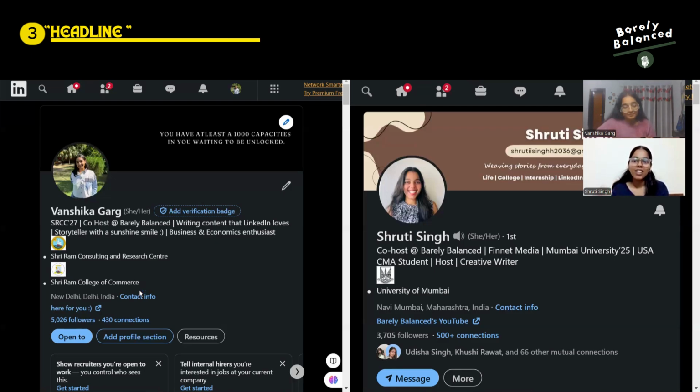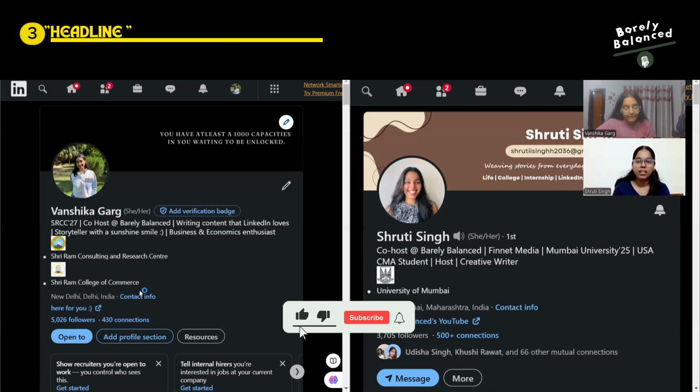Mumbai University 2025. I'll tell you the reason why I haven't added my college ka naam. Vanshika has added SRCC, not DU. I have not added my college ka naam, and I've added Mumbai University because my college is not very recognized. If I add SDB 25, then no one will be able to understand which university or college it is. It is not a tier 1 college. So I made a smart move and added Mumbai University because that is more recognized. And whenever someone searches, they will get my profile under Mumbai University as well. So that is the reason.